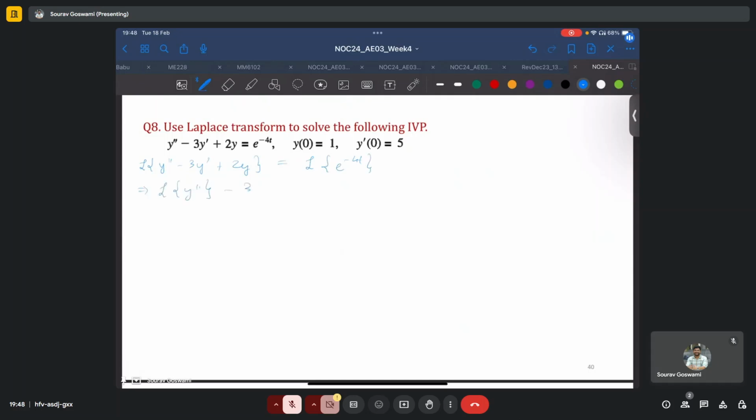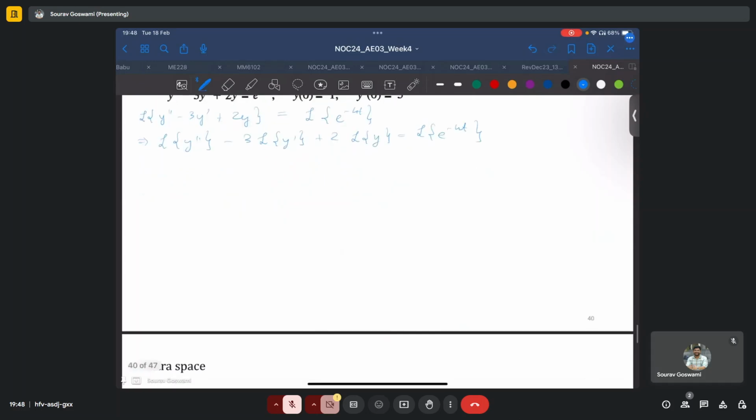Laplace transform of y double prime minus 3 times the Laplace transform of y prime plus 2 times the Laplace transform of y is equal to the Laplace transform of e power minus 4t, and this will be s square Y of s minus s y of 0 minus y prime at 0, minus 3 s Y of s minus y at 0, plus 2 Y of s equals 1 by s plus 4.